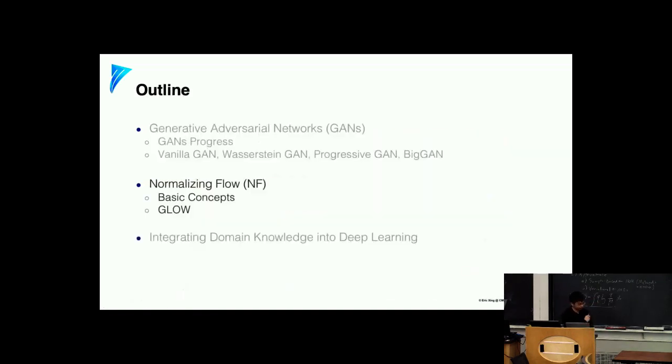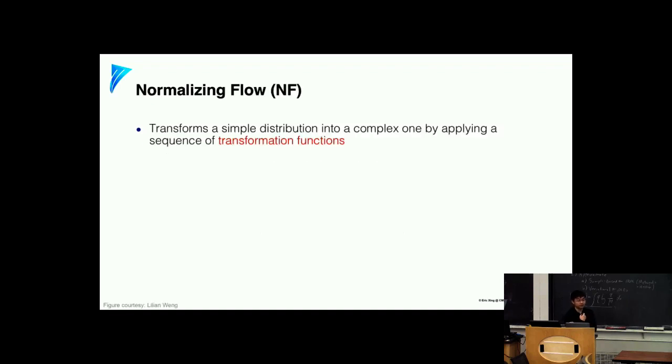Okay, so this is a very quick review of the representative techniques in the GAN research line. Let's move on to the second part, normalizing flow, a new type of deep generative model that has attracted some research interest recently. So what is normalizing flow? A normalizing flow basically transforms a simple distribution into a complex distribution by applying a sequence of transformation functions.